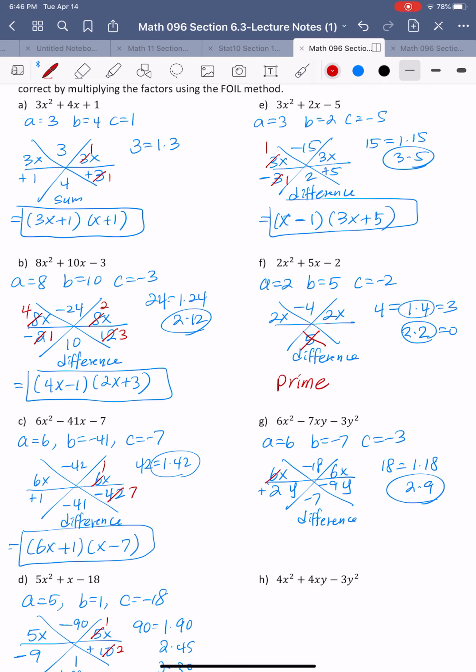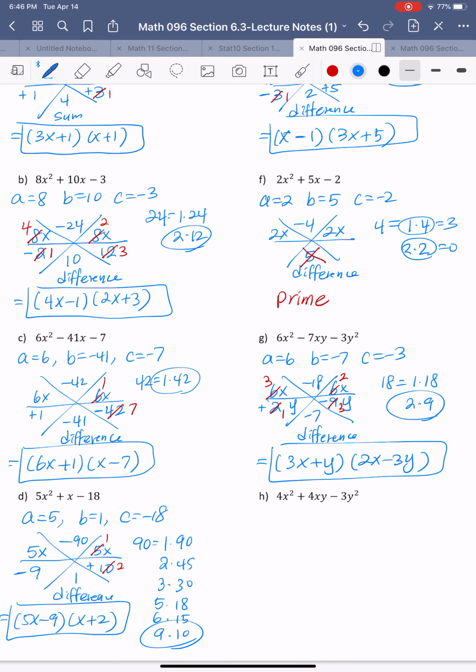Reducible? Yes. 2 goes 6, 3, and 1. And 3 goes 6, 2, and 3. So you get that as 3x plus y times 2x minus 3y. So that's all.